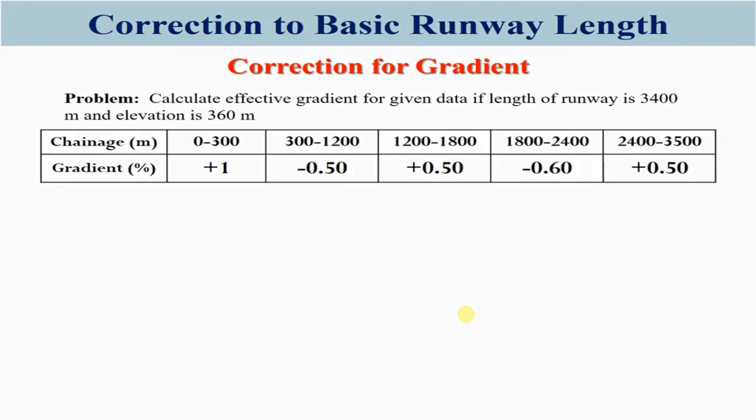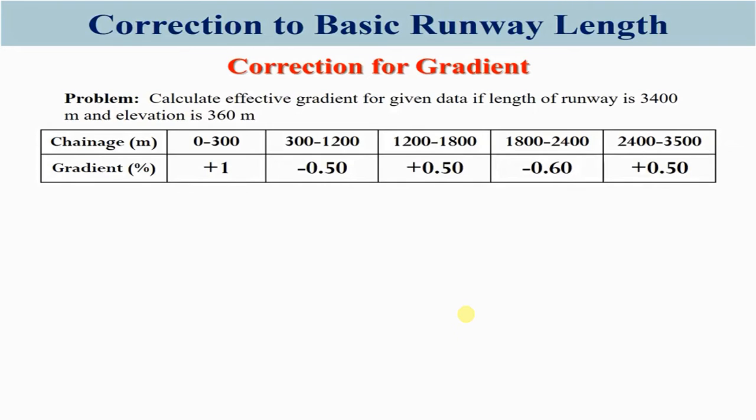That is chainage. It means that for the first 300 meter, your gradient is +1, means you are having ascending gradient up to 300 meter. Then from 300 to 1200, a descending gradient of 0.5%. Then for 1200 to 1800, you are having an ascending gradient of 0.5%. Then for 1800 to 2400, you are having a descending gradient of 0.6%. And again from 2400 to 3500, you are having ascending gradient of 0.5%.